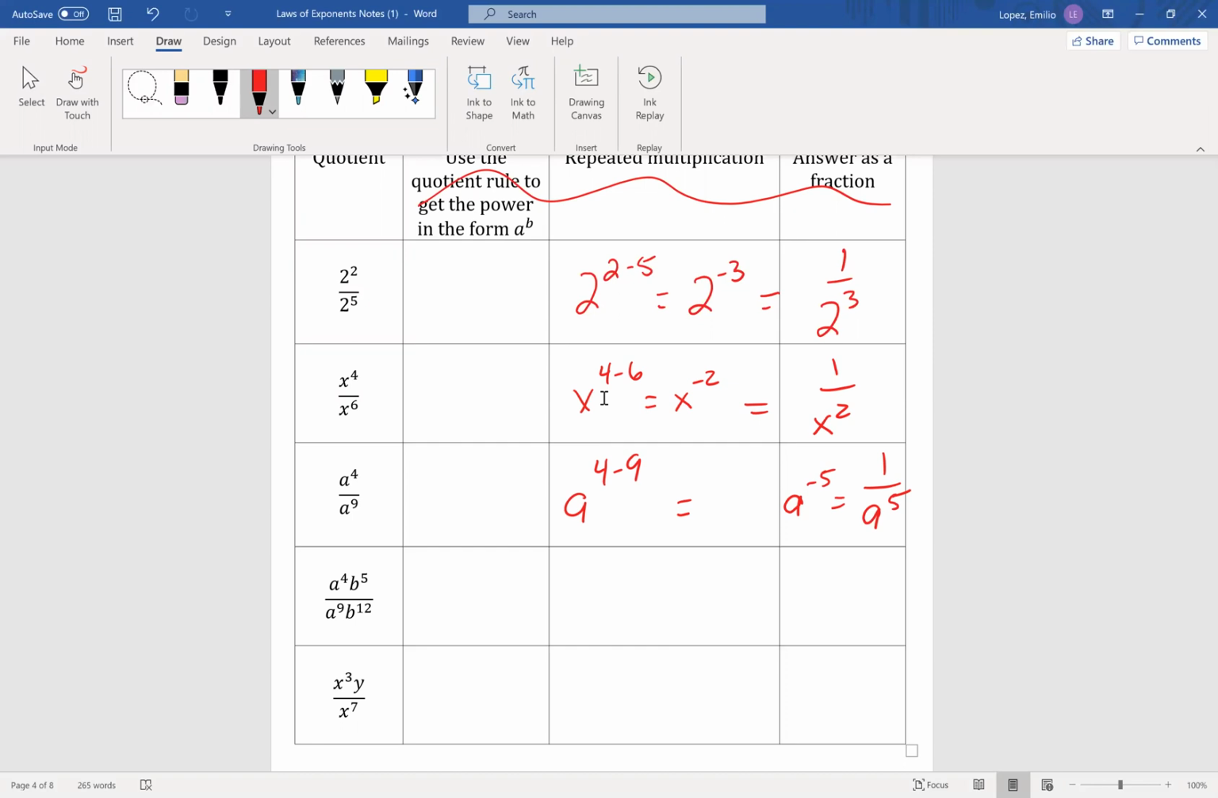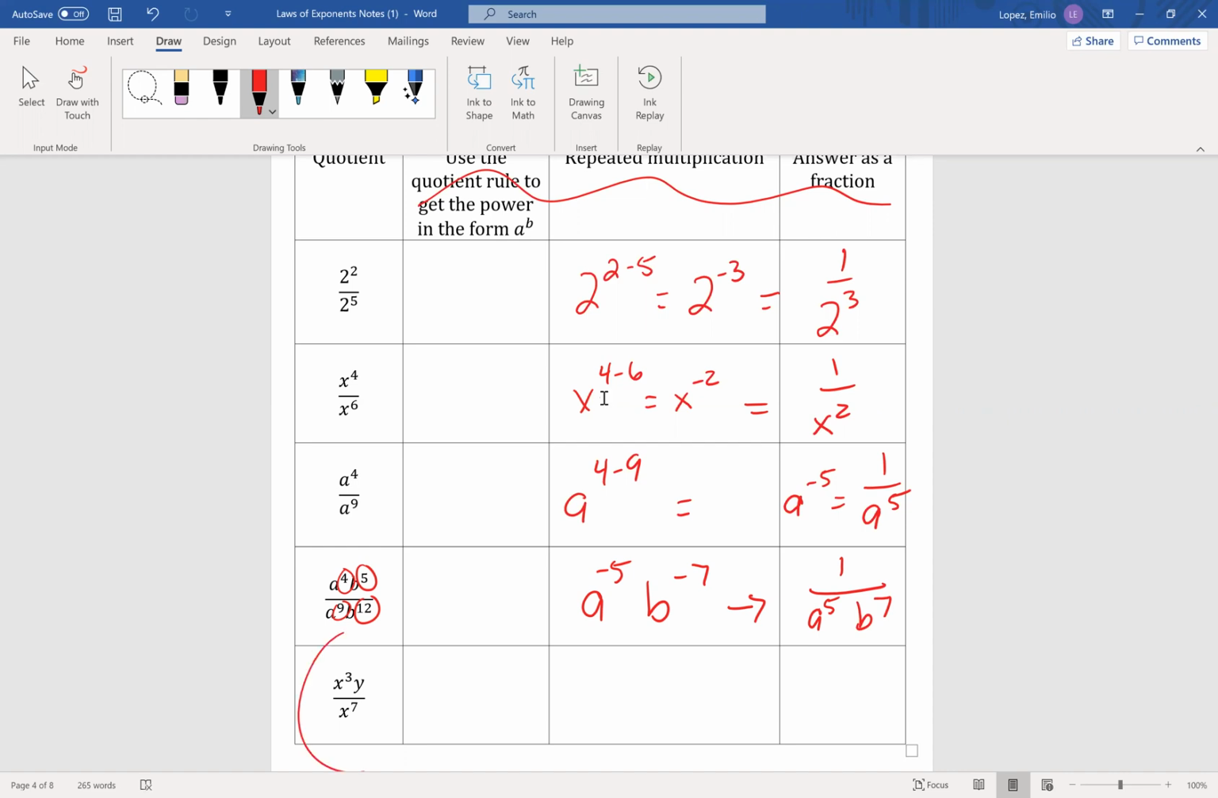And then on the next one, just stick with the correct bases. You're going to do 4 minus 9, which gives you a to the negative 5, and you do 5 minus 12, which is going to give you b to the negative 7. I don't want negative exponents, so rewrite it so that they're positive. You just write it as a fraction, so you put everything over 1, or 1 goes on top. And that gives you the answer. You're able to get rid of the negatives.